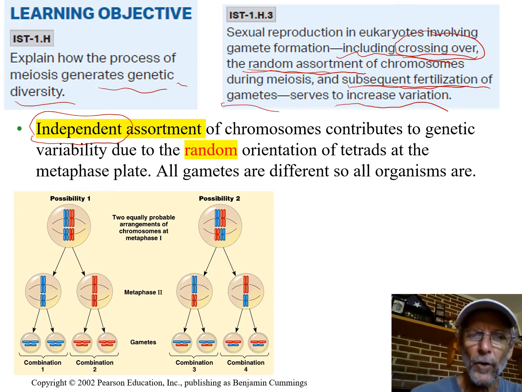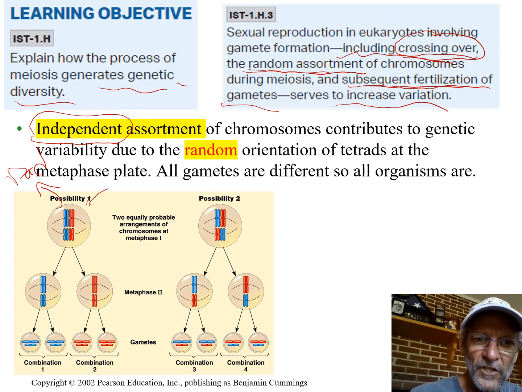Okay, so first, the random assortment. What does that mean? It means that these chromosomes, which here have been shown to be blue and red for you, show that the blue ones are what came from the dad of the organism whose cell they're featuring here, and the red ones originally came from mom, right?